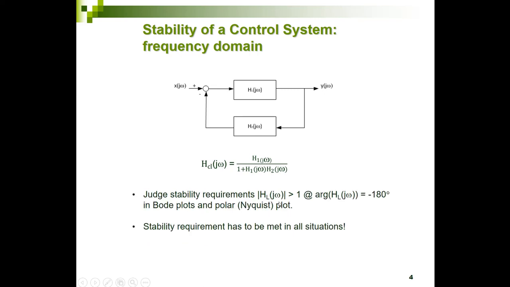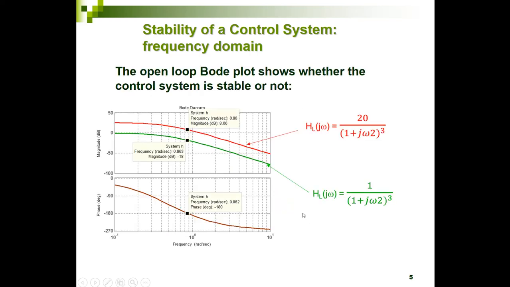So again, we have to check this condition, and we can do that in Bode plots or in our Nyquist plot. And this stability requirement has to be met in all situations, so for all frequencies. So when there is a frequency at a phase of minus 180 degrees where the amplitude of everything in the loop is higher than 1, then we are unstable. So first of all, let's look to an example over here.